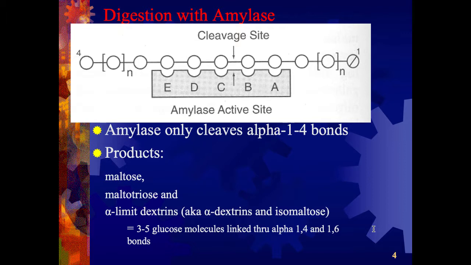Right? And it has to do with affinity constants and enzymatics and stuff. But anyway, alpha amylase only cleaves alpha 1 to 4 bonds. And it says that right there. Amylase only cleaves alpha 1 to 4 bonds.